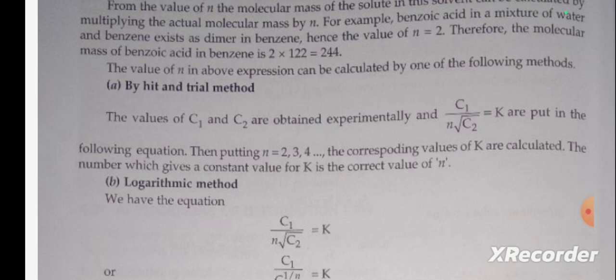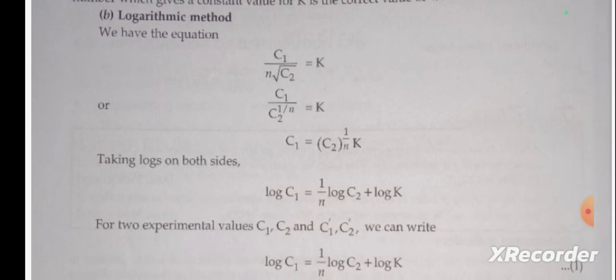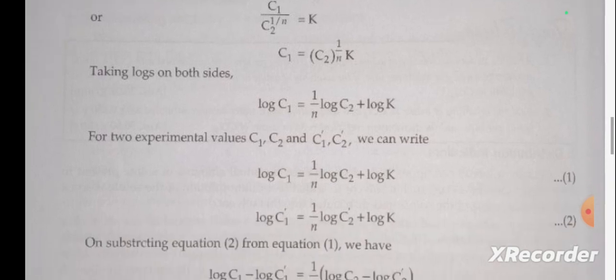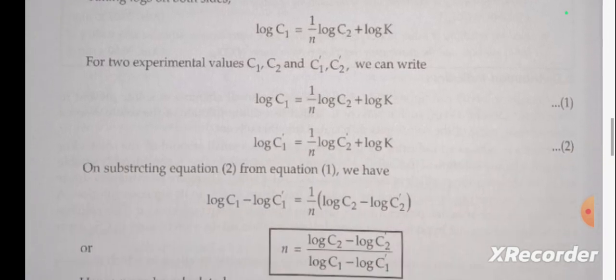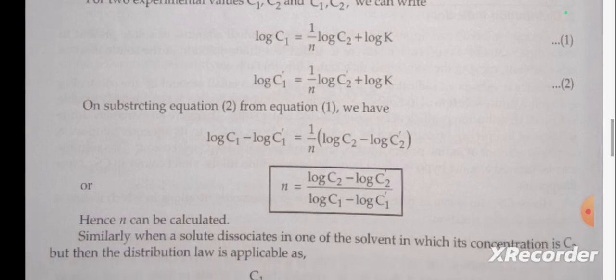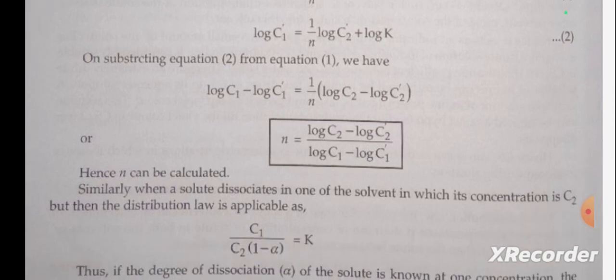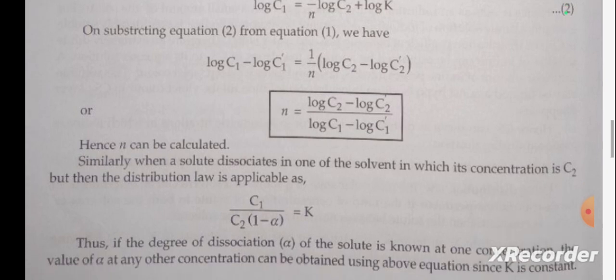Logarithmic method. We have the equation C1 by n-th root of C2 is equal to K. C1 by C2 to the power 1 by n is equal to K. C1 is equal to C2 to the power 1 by n into K. Taking log on both sides, log C1 is equal to 1 by n log C2 plus log K. For another experimental value, C1 dash and C2 dash, we can write log C1 dash is equal to 1 by n log C2 dash plus log K. On subtracting equation 2 from equation 1, we have log C1 minus log C1 dash is equal to 1 by n into log C2 minus log C2 dash. N is equal to log C2 minus log C2 dash over log C1 minus log C1 dash. Hence n can be calculated.